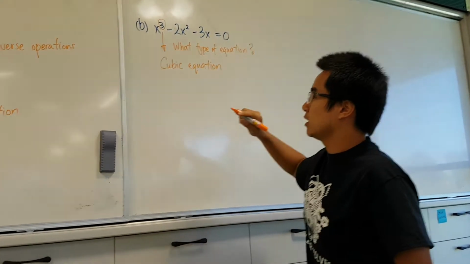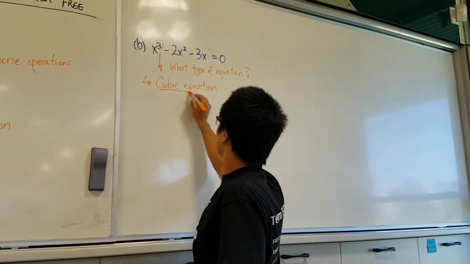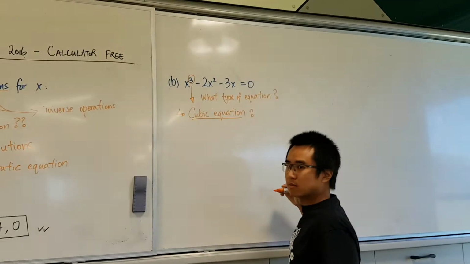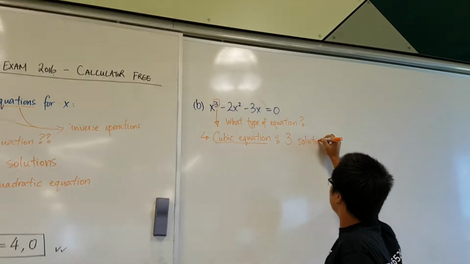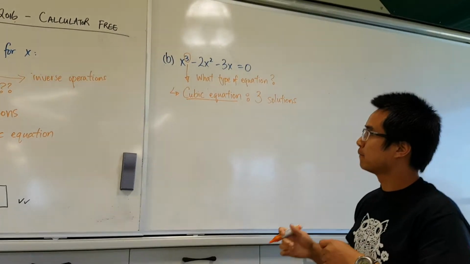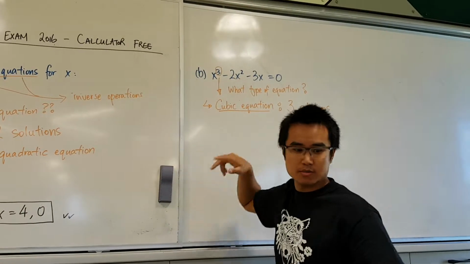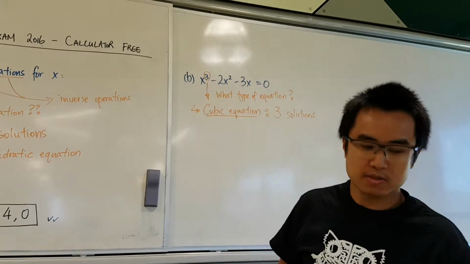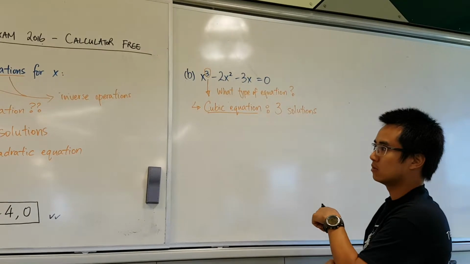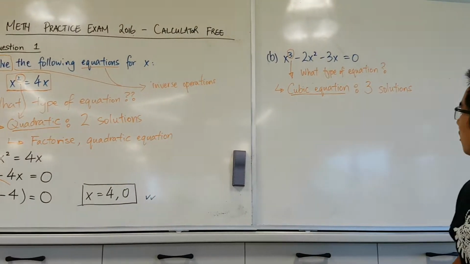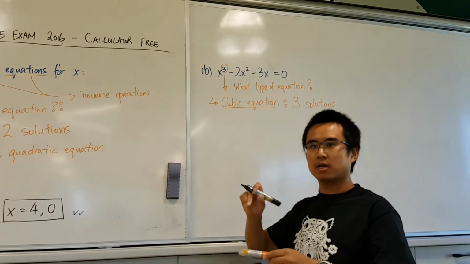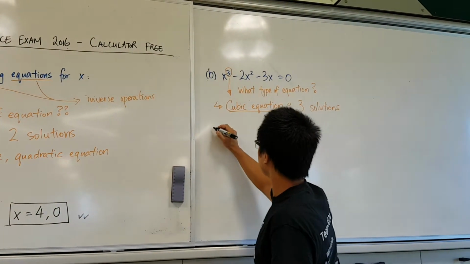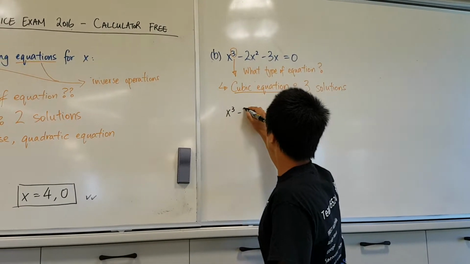So in a cubic equation, how many solutions are there? 3. 0 is one of them, clearly. So 0 is one of them, but to get the other 2, I need to factorize. x is a common factor out of these 3 terms. So let's factorize. We'll start with the original expression.